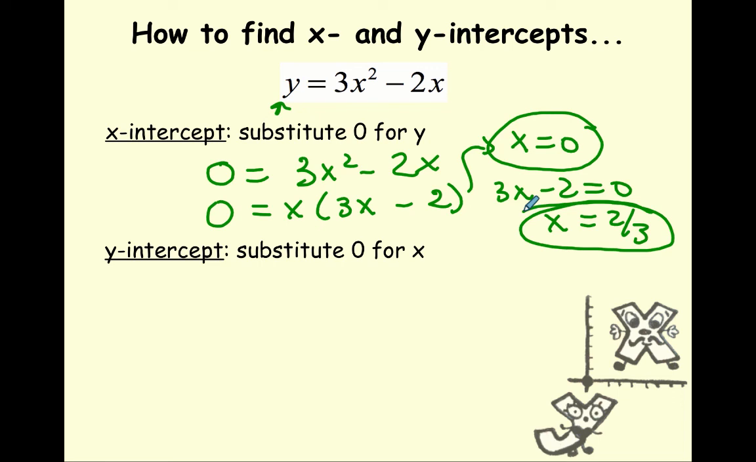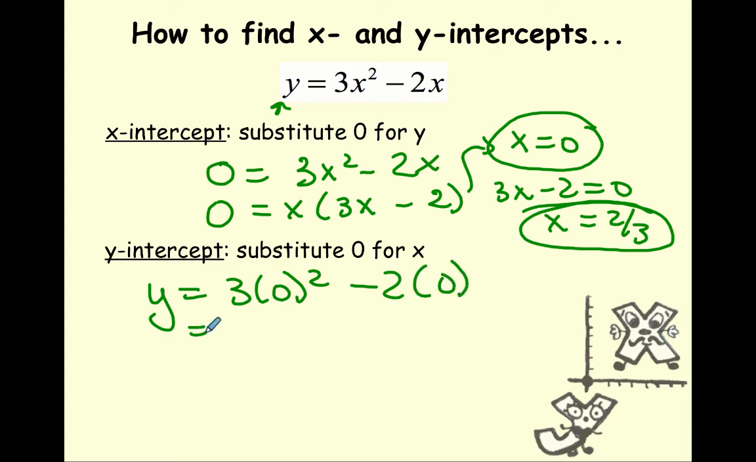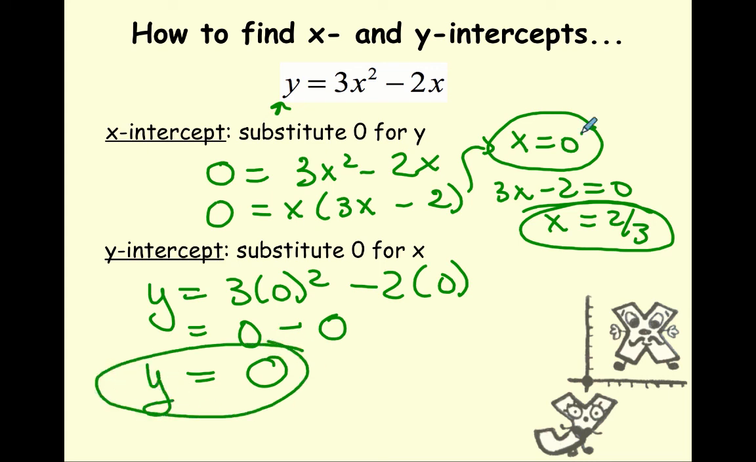To find the y-intercept, I substitute a 0 for the x. Y equals 3 times 0 squared minus 2 times 0. 3 times 0 squared is 0. 2 times 0 is 0. 0 take away 0 is 0. So the y-intercept is at 0, and it has two x-intercepts, one at 0 and 2/3.